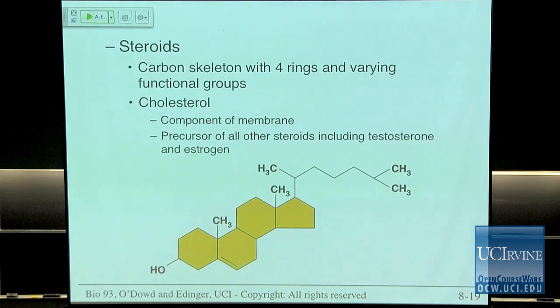Okay, and finally we have our third class of lipids, which is steroids. And these are carbon skeletons with 4 rings and varying functional groups. So here are the 4 rings that are attached to each other, and then a number of different functional groups. And the one shown here is called cholesterol, and you know that's an important component of the membrane. In addition, cholesterol is the precursor of all other steroids, including testosterone and estrogen. So from cholesterol, then you can make these other steroids.